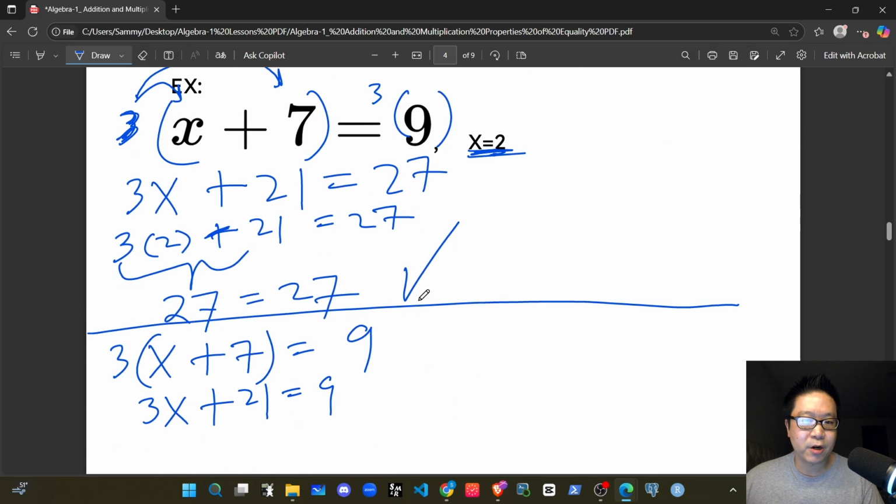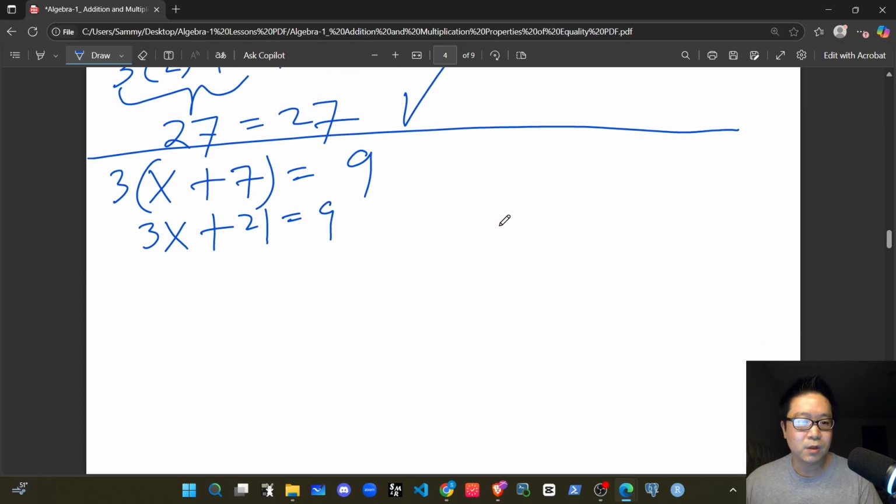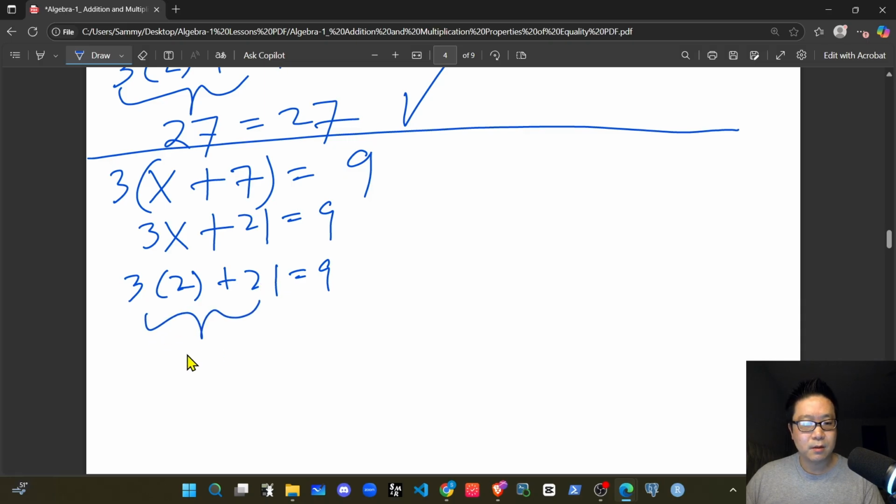And let's try plugging in our known value. Okay, so x equals 2. And when we do that, we get 3 times 2 plus 21. 3 times 2 is 6. 6 plus 21 is 27. Okay, so on the left-hand side, we get 27, and on the right-hand side, we get 9. Therefore, this is false. 27 does not equal 9.